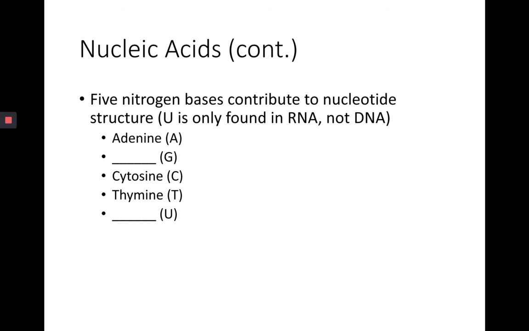So I'll just read the whole name again: adenine, guanine, cytosine, thymine, and uracil. And uracil is only found in RNA. Instead, in DNA, you would have thymine. So you don't find thymine in RNA. You find uracil instead.